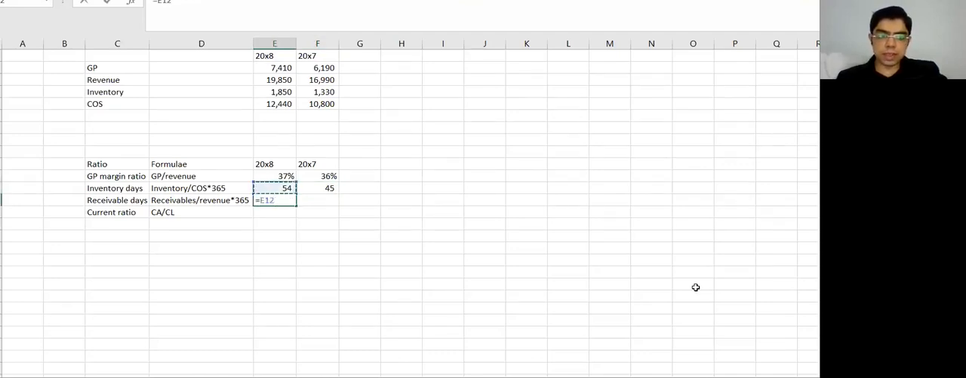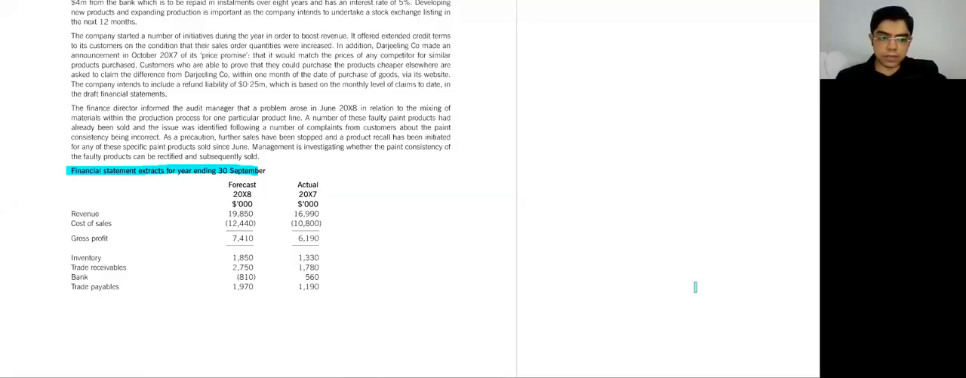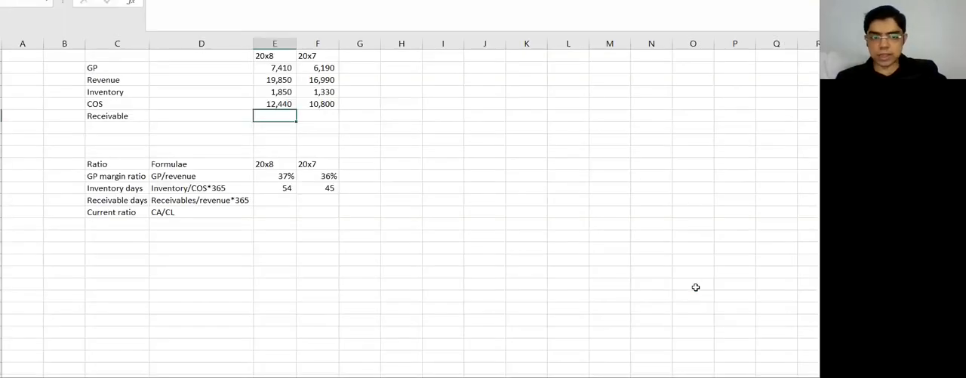Similarly, for receivables, you would first need to have the receivable number: 2750, 1780. So you have these numbers with you. Now, what is the formula? Receivables multiplied by 365 divided by the revenue, which we've already populated. So we arrive at the receivable days number, 51 days. That is, receivables take 51 days to pay.